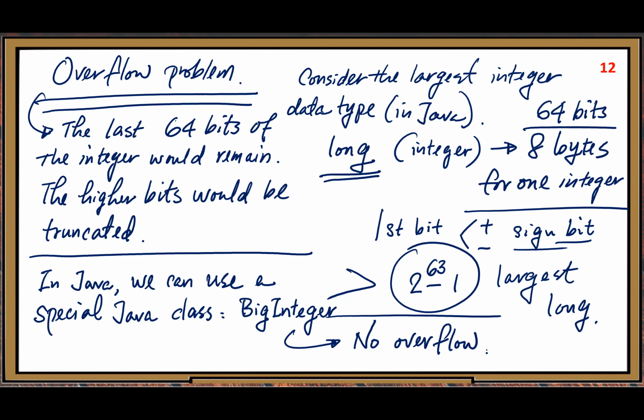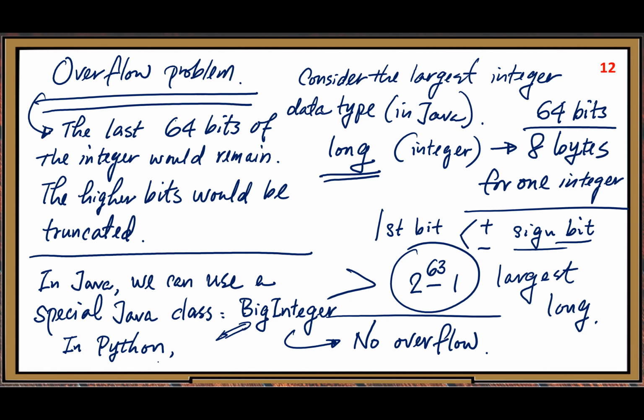In Python, some students may use Python. In Python, you don't worry about this overflow, because its integer implementation already takes care of the overflow problem. I think it uses a similar idea to BigInteger. So if you use the Python programming language, you just use the integer directly. You don't need to worry about the overflow.